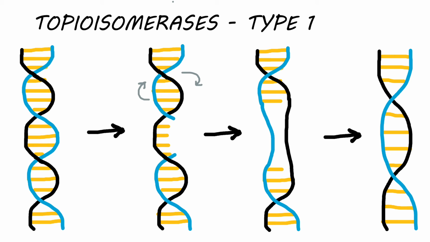Sometimes, instead of the single strand of DNA passing through the gap, the DNA helix rotates around the unbroken strand, which also decreases the linking number by 1.